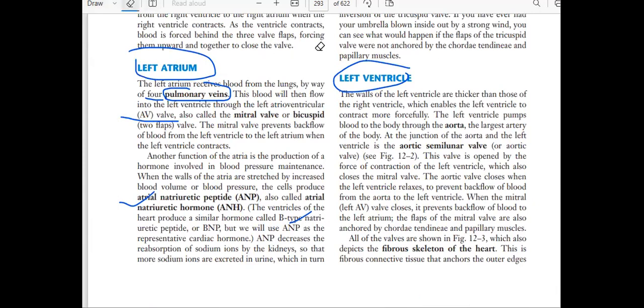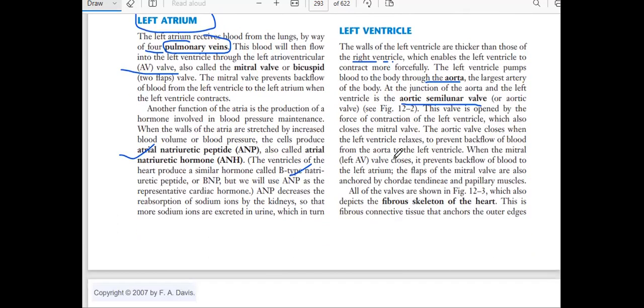Let's see here. The walls of the left ventricle are thicker than those of the right ventricle, which enables the left ventricle to contract more forcefully. The left ventricle pumps blood to the body through the aorta, the largest artery of the body. At the junction of the aorta and the left ventricle is the aortic semilunar valve. This valve is opened by the force of contraction of the left ventricle, which also closes the mitral valve. The aortic valve closes when the left ventricle relaxes, to prevent backflow of blood from the aorta to the left ventricle. When the mitral valve closes, it prevents backflow of blood to the left atrium. The flaps of the mitral valve are also anchored by chordae tendineae and papillary muscles.